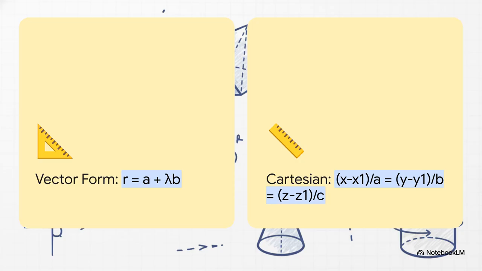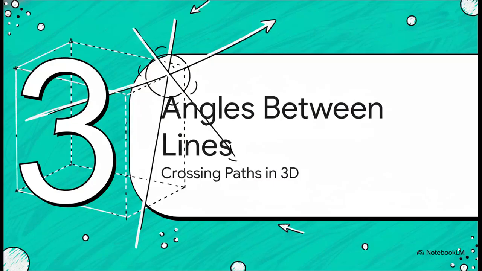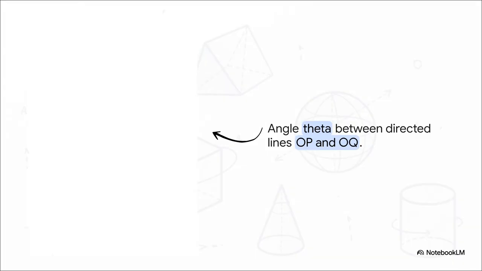Depending on the problem you're solving, you just choose the language that's easiest to speak. Okay, on to section 3, angles between two lines, crossing paths in 3D. When we analyze an intersection, the math actually becomes incredibly simple if we use vectors. Notice how our two directed lines, OP and OQ, intersect in an angle theta.